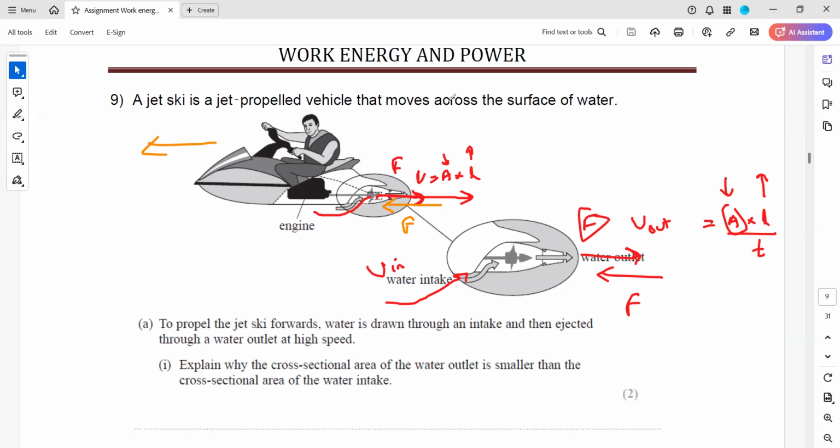So water which is coming out through a small area should move faster. If it has to move faster, there must be a greater force on the water. If there's a greater force on the water, the water will apply an equal and opposite force, which causes an acceleration to the jet ski.